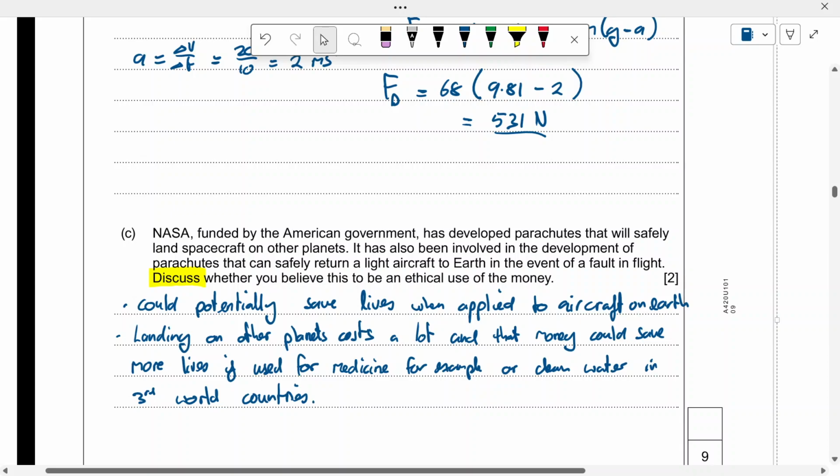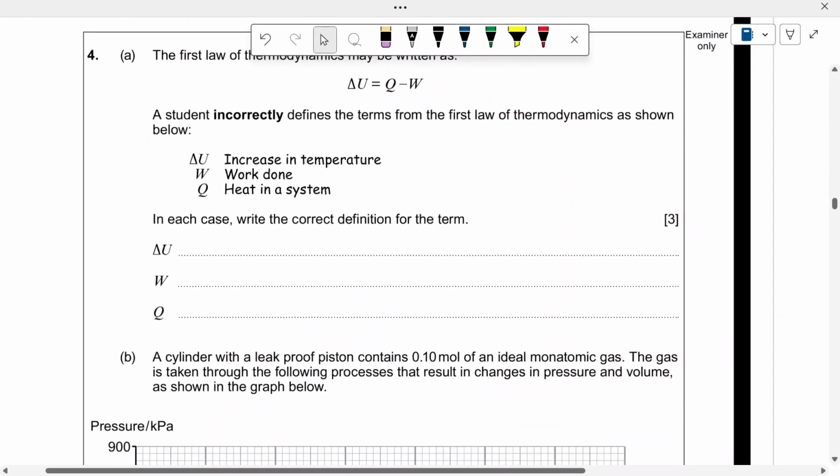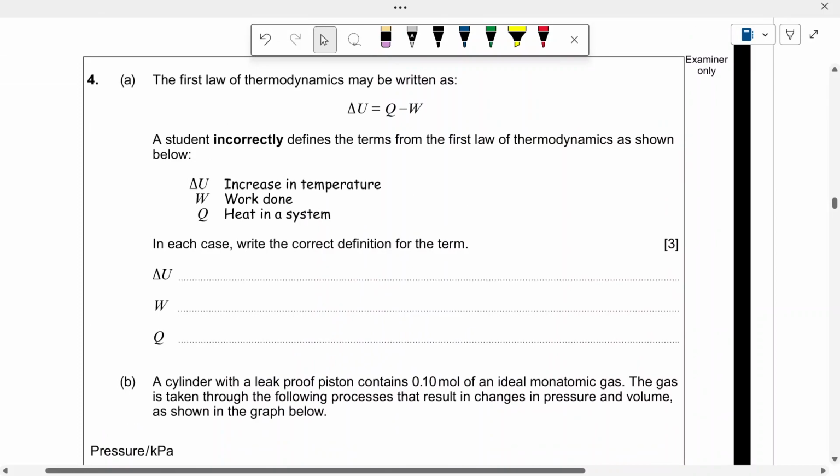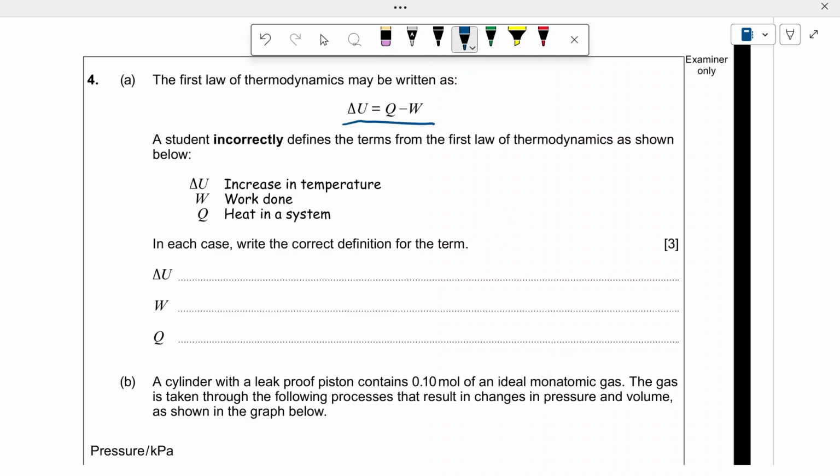Okay, let's have a look at question 4. So, thermodynamics first law given. A student incorrectly defines the terms as shown below. In each case, write the correct definition. So these are definitions that we have to know. It's worth remembering that this equation is just a conservation of energy equation.